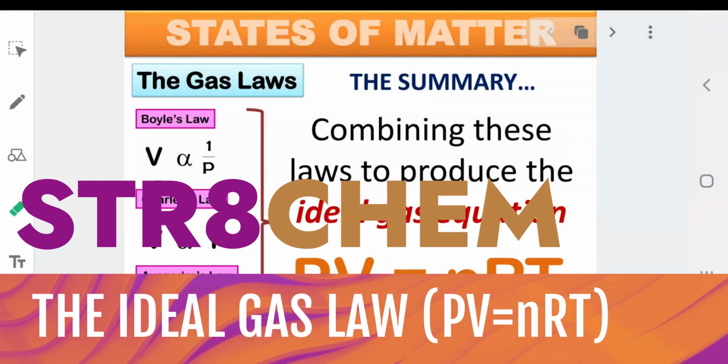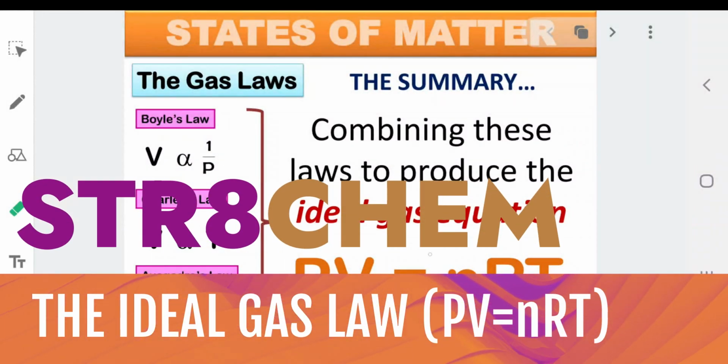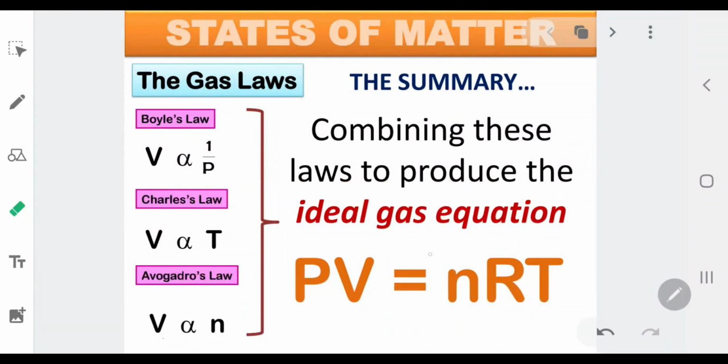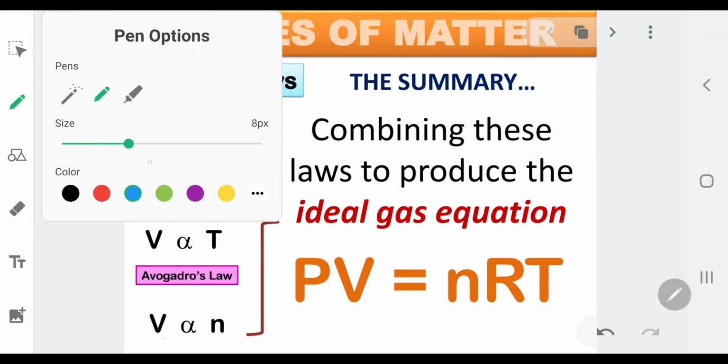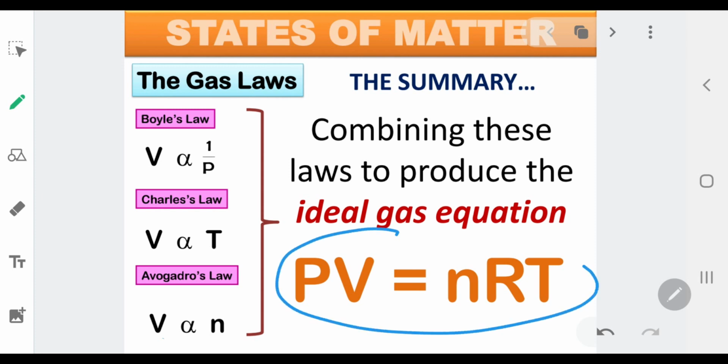In today's session, we're going to talk about the ideal gas law. The ideal gas law, commonly known by its equation, PV = nRT, is a very well-known gas equation in chemistry. In this chapter, we're going to use this formula quite a lot.